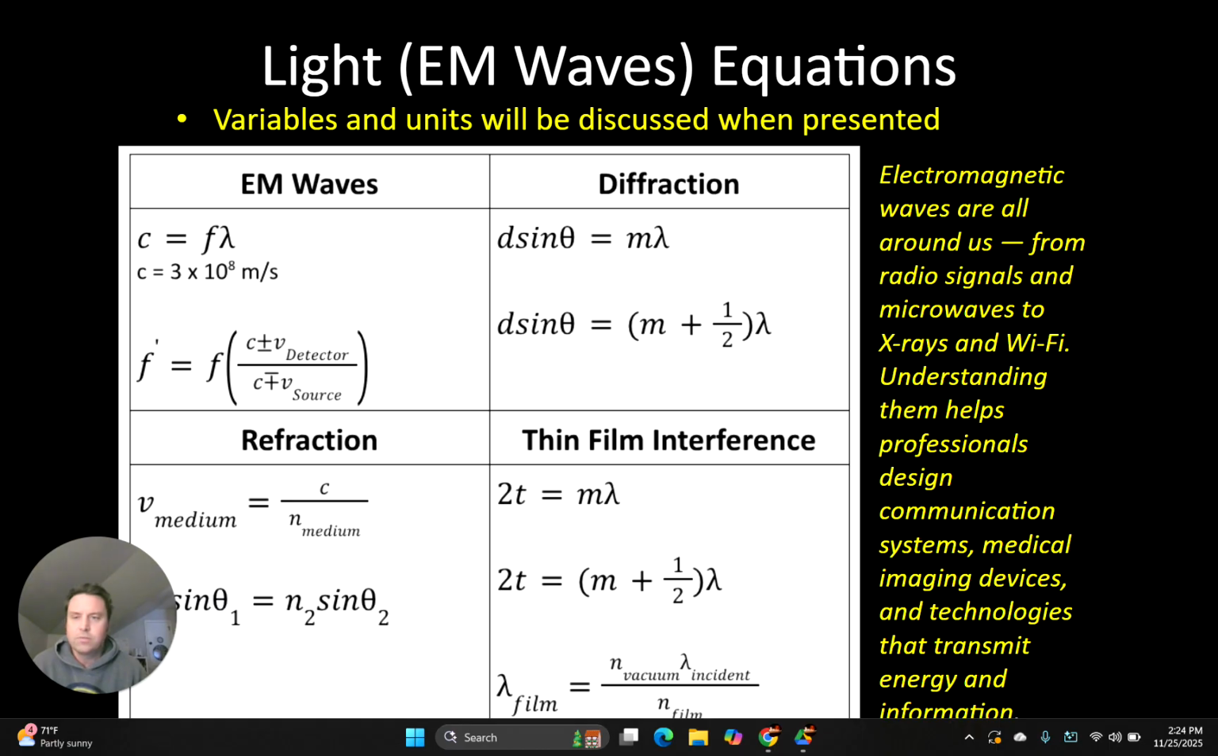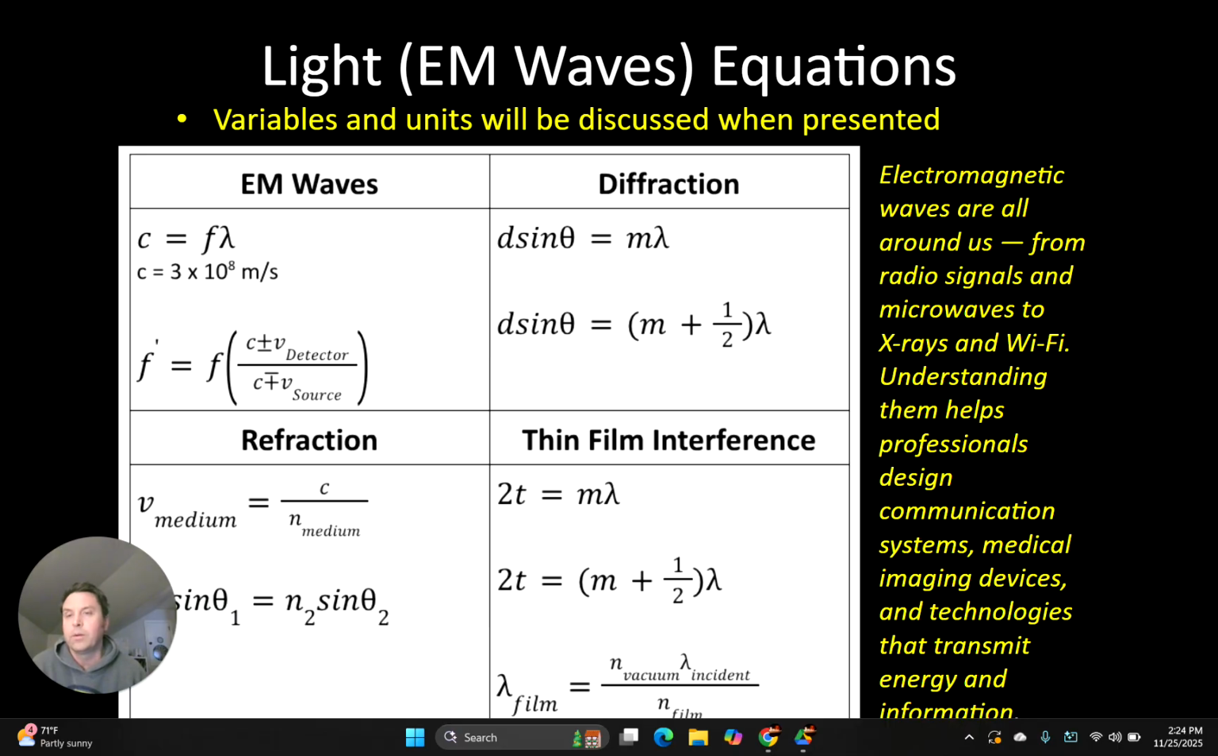The electromagnetic waves are all around us. You have radio waves, Wi-Fi, Bluetooth. If you've had an X-ray recently, that's all EM waves. We won't do all the equations. We'll do the more straightforward ones since it is a virtual thing.